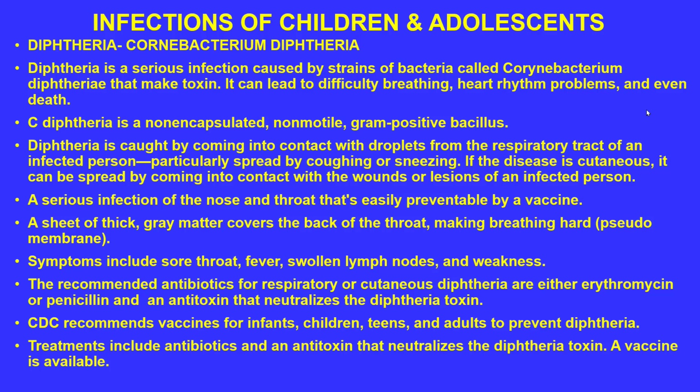Now, with this situation in the nose and throat, you end up forming what is called a pseudomembrane. As the infection grows, you're going to get a thick gray sheet, and it kind of covers the back of the throat. It may also cover things like some of the tonsils, etc. Symptoms include sore throat, fever, swollen lymph nodes, and weakness.